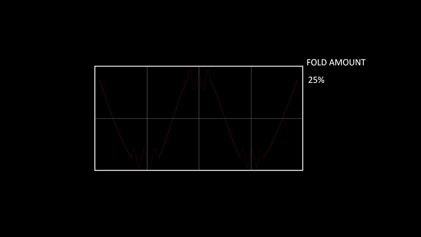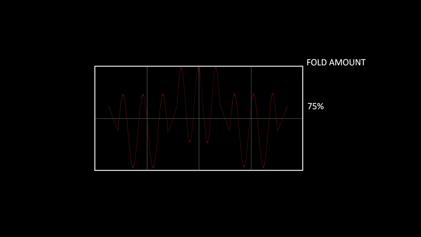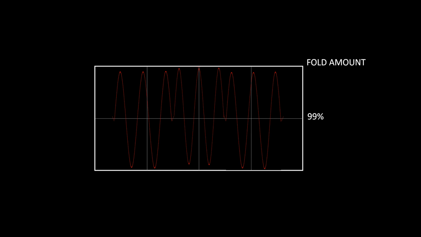Now instead of calling it limit, I'm calling it fold amount, because it's not only controlling where the waveform is getting limited at, but it's also controlling the amplitude of this secondary sine waveform that I'm introducing. So this is 25%, this is 50%, this is 75%, and this is approaching 100%.